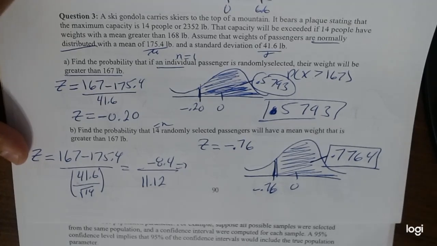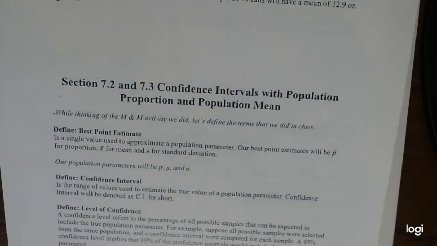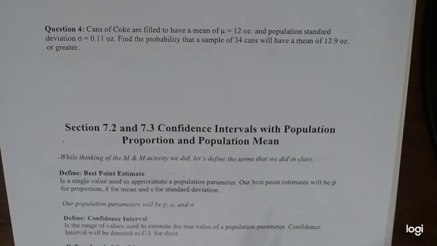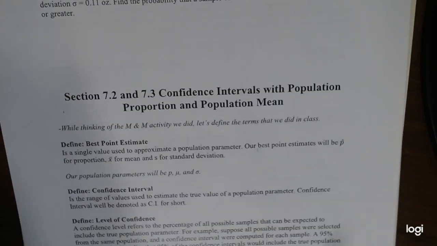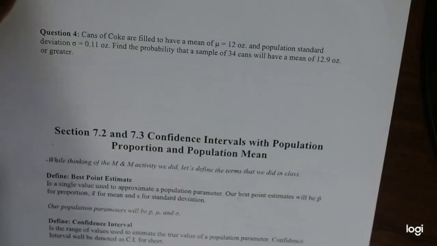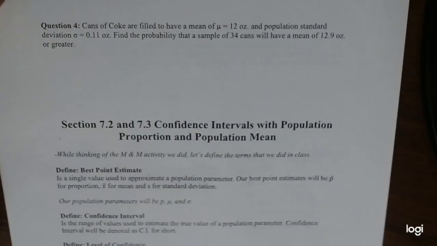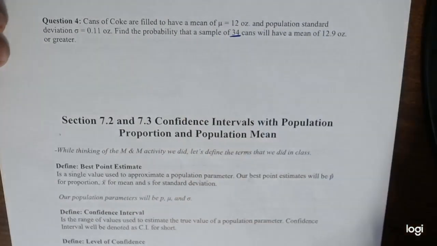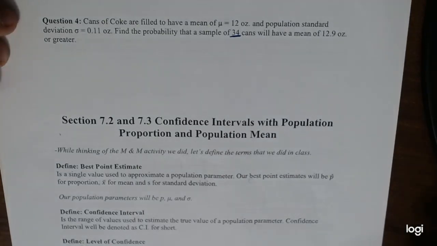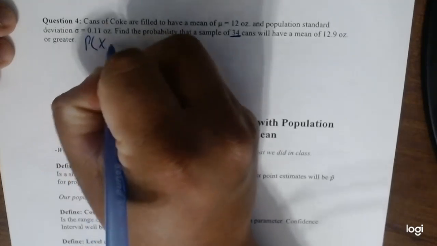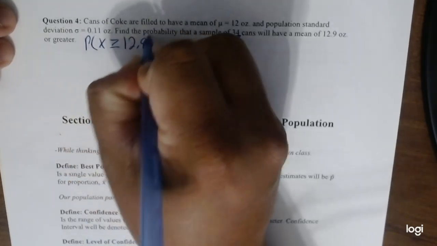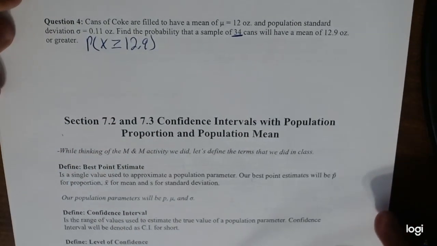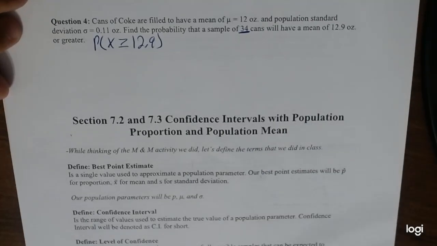Okay. All right, and the last one is Coke cans. This is an interesting question if you guys want, right? So Coke cans are filled with a mean of 12 and a standard deviation of 0.11. Find the probability that a sample of 34 cans will have a mean of 12.9 or greater. So we want the probability of X being greater or equal to 12.9 ounces. And just almost close to an ounce more, right, when it comes to it.